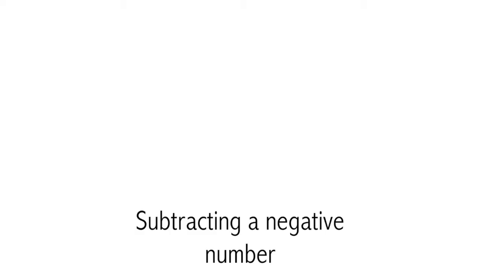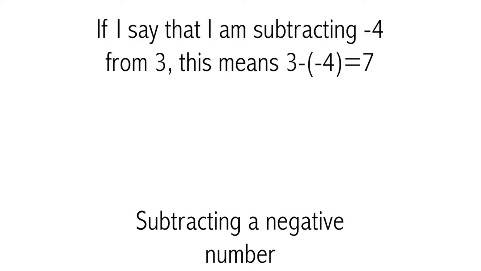Another thing that I think it's important that we cover over here is the idea of subtracting a negative number, right? So if I'm saying that I'm subtracting -4 from 3, it means there is a subtraction operation taking place, which means there is another minus sign. These two minuses become a plus, and therefore when I'm subtracting -4 from 3, the result is 7, right?